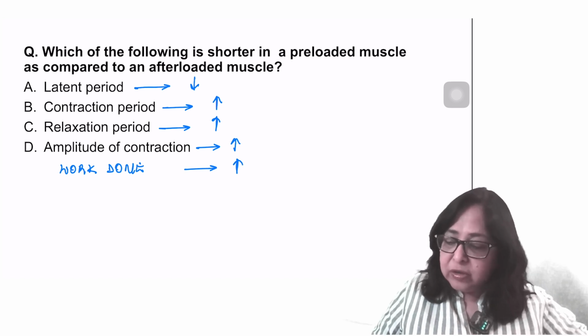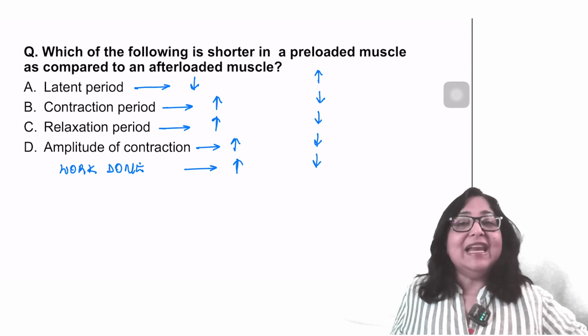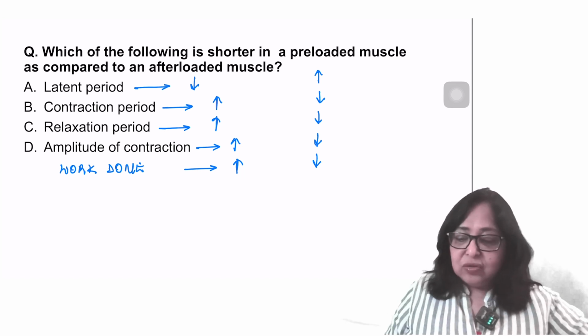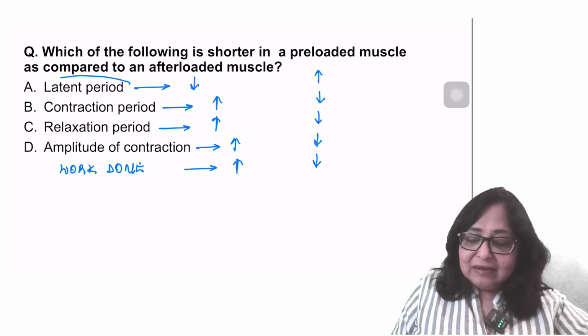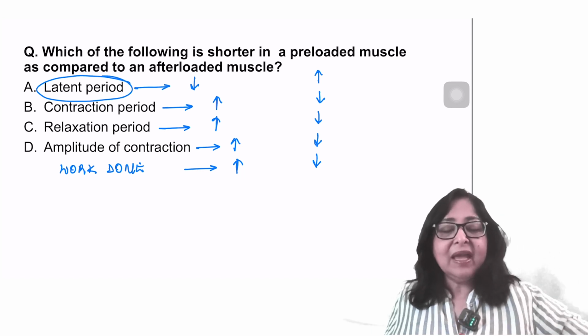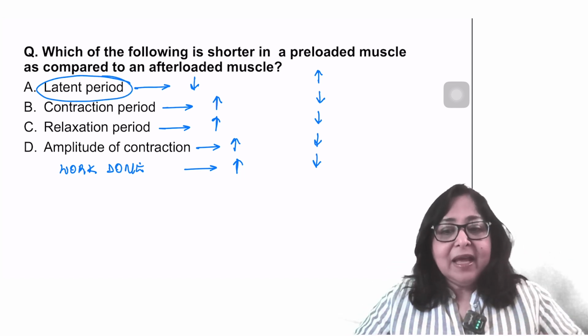What happens in the afterload? Longer latent period, shorter contraction period, shorter relaxation period, less height of contraction, less work done. So the answer to this becomes the latent period. Now let's try and see this.